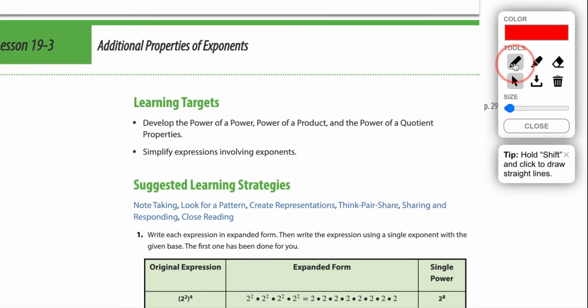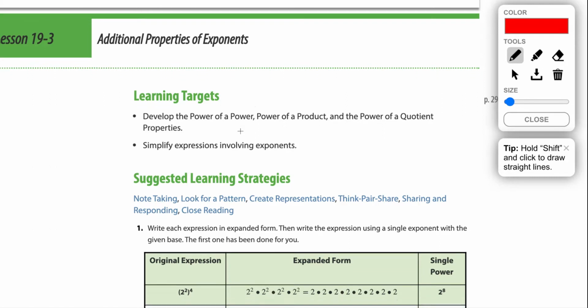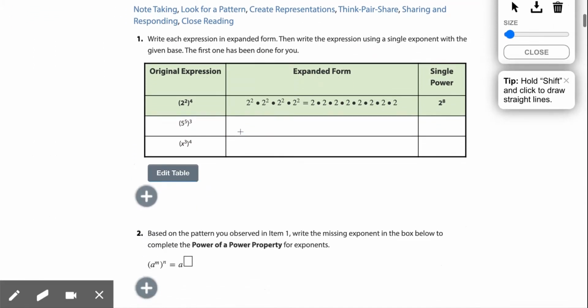So we did the product power. We did the quotient one. We did the negative and zero properties. There's one more important one. There might be more than this, but the important one for right now is the power of a power one. So let's look at this one.